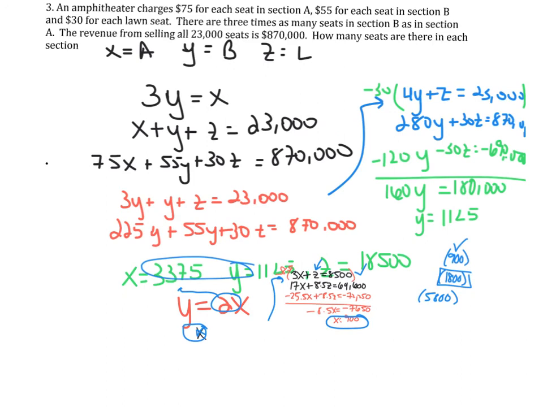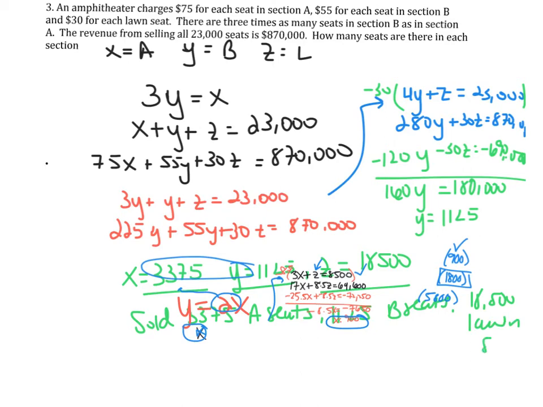All right, guys, hopefully you got 3,375 for X, 1,125 for Y, and 18,500 for Z. So what that means is they sold, you kind of want a final statement here, especially if you have room, 3,375 A seats, 1,125 B seats, and 18,500 lawn seats.